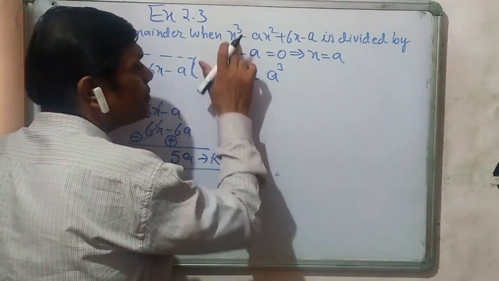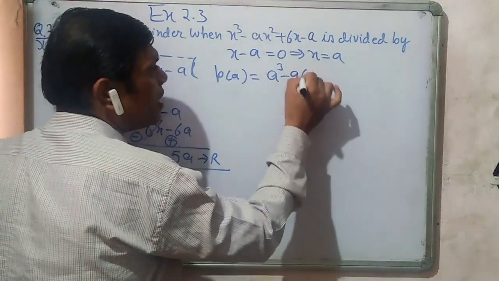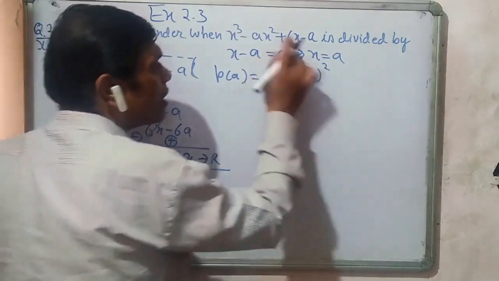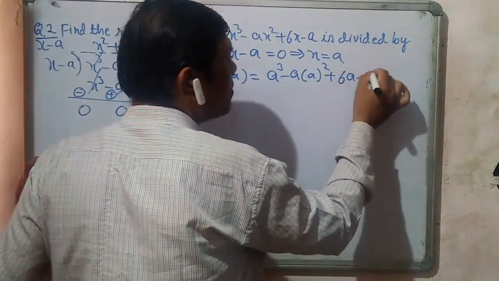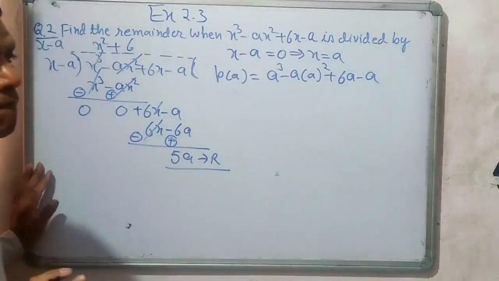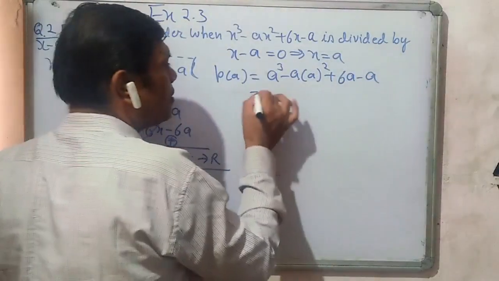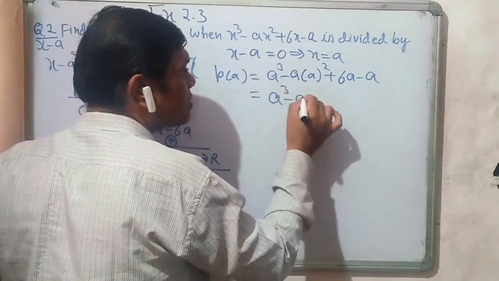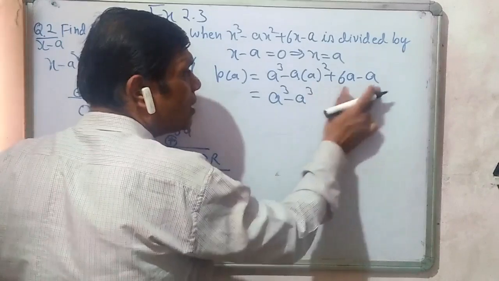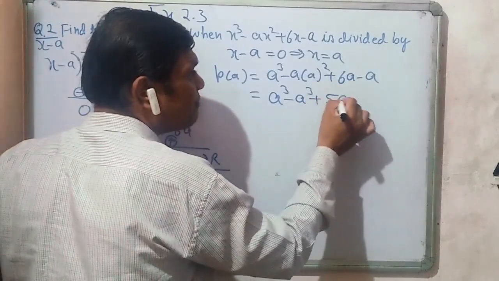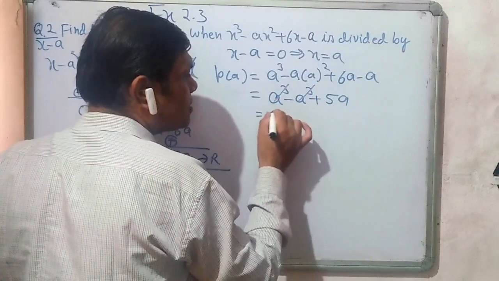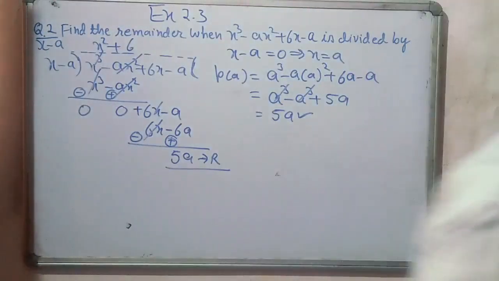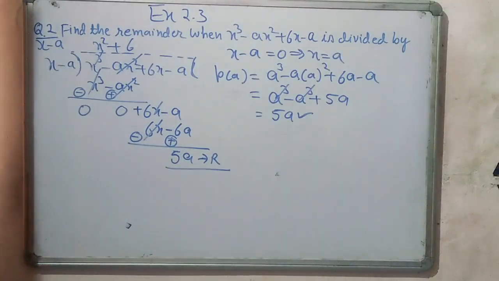a cube, x cube minus a into a square plus 6a minus a. Got it? a multiplied by a square is a cube, and 6a minus a is 5a. The cubes get cancelled, and we are getting the same remainder 5a which we had got previously. Simple.